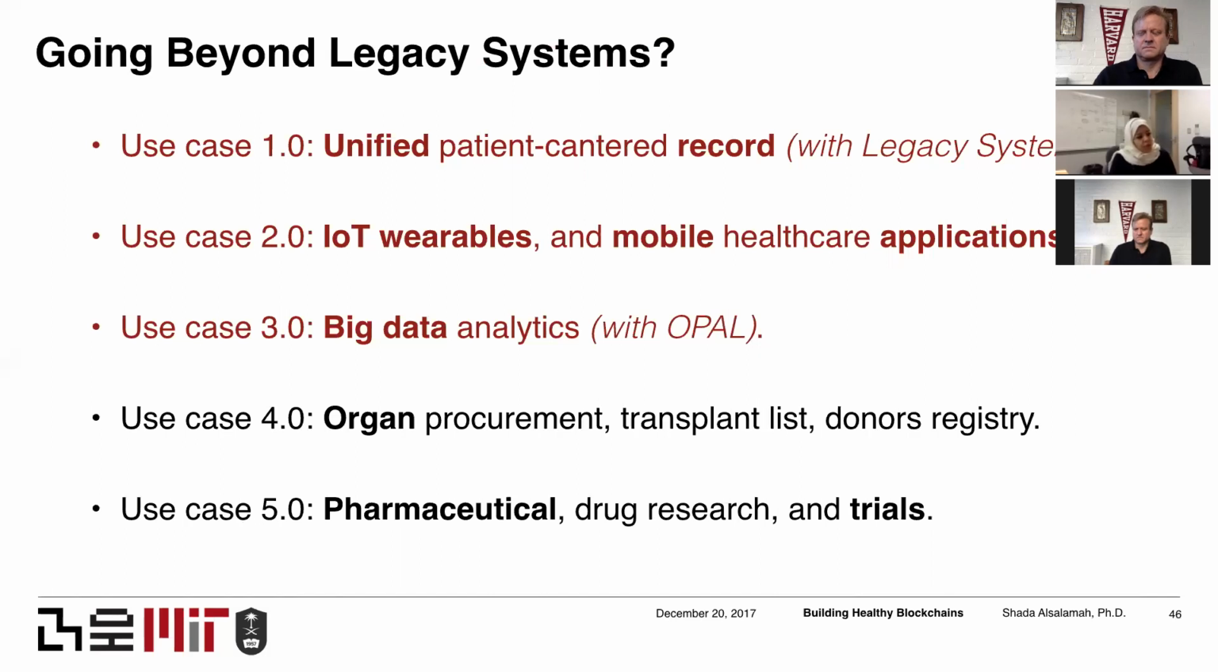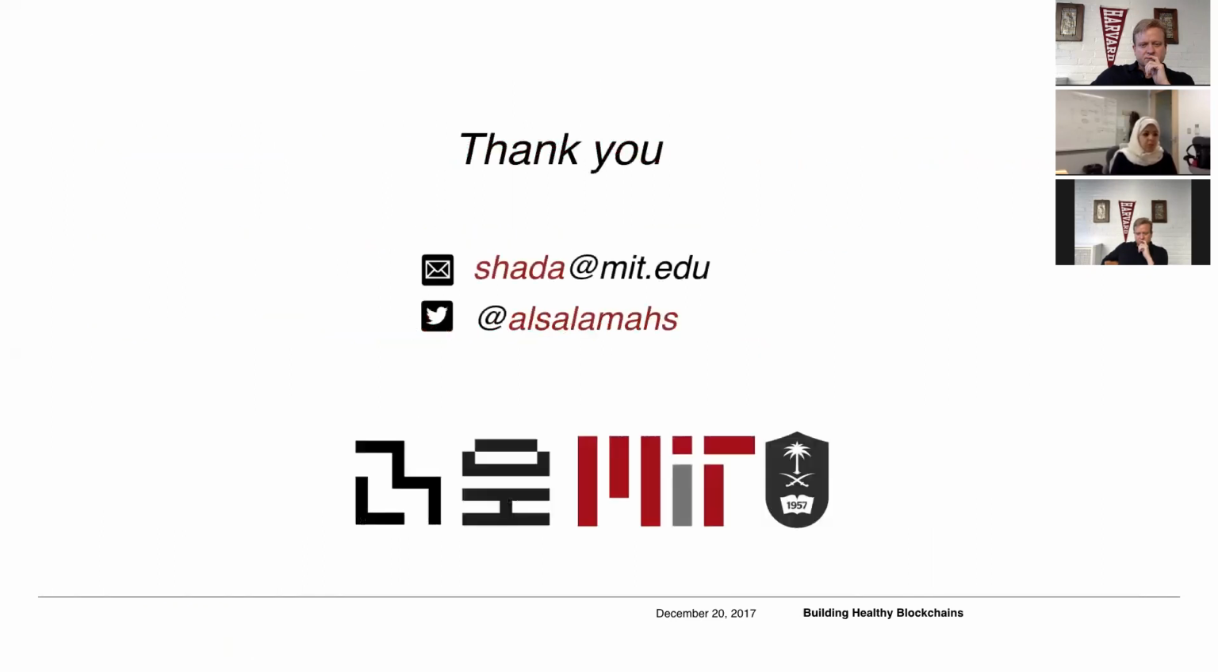A fourth use case is organs and the donors registry. It's very important to be accurate, transparent, and tamper-proof, to give people priority based on the transplant list that is available, and to save lives. This is very important, and this is one way you can track those lists using blockchain technology.